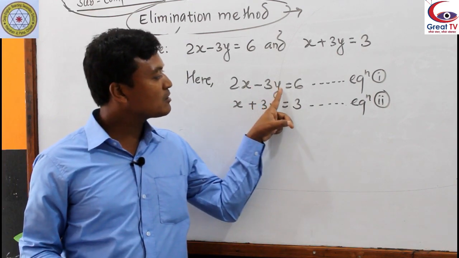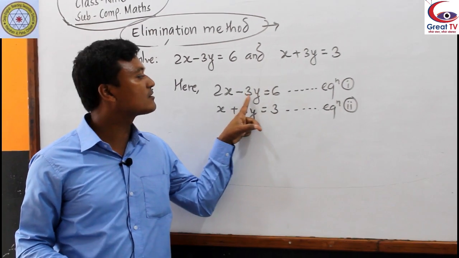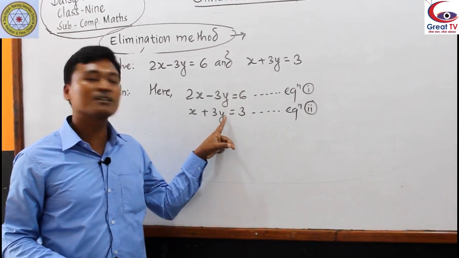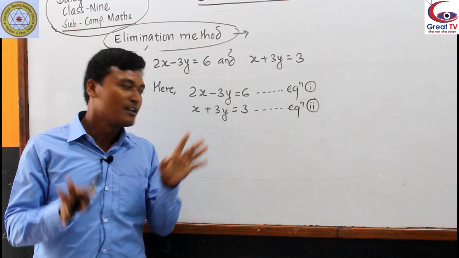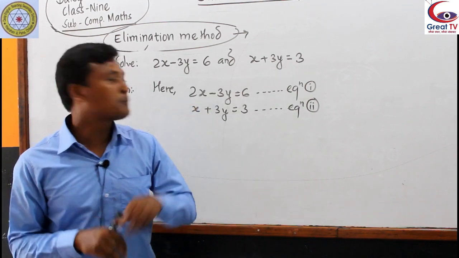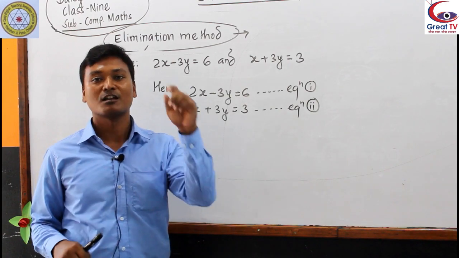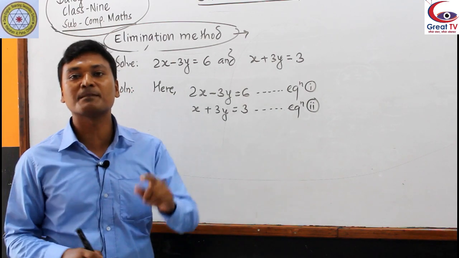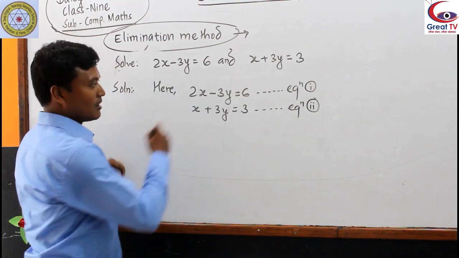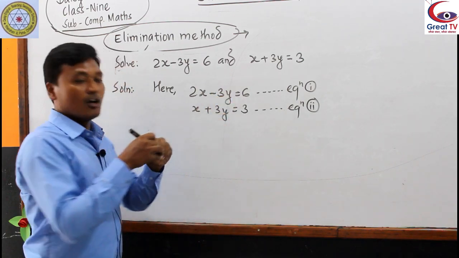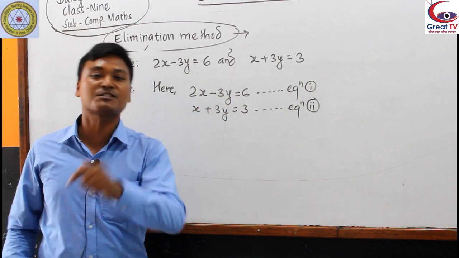Here, what is the coefficient of y if you do not consider sign, let us say 3. The coefficient of y is also 3, the same. In this problem, if we solve by eliminating y variable, it will be easier. So let us eliminate y variable. Now, whether to add or subtract, let us decide.